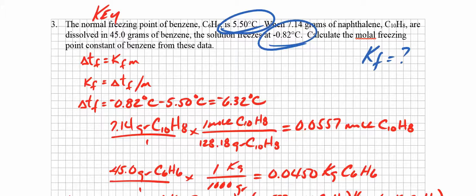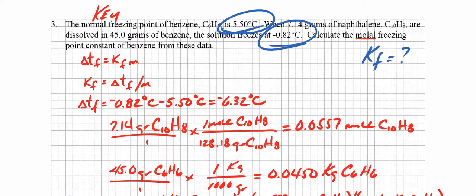All right, so here we go. We're going to start with a basic formula of delta T_F is equal to K sub F times molality. Right? That's how we calculate freezing point depression. K sub F times molality, the constant times the molal ratio. So let's do a little bit of rearranging. Now we've got K sub F is equal to delta T sub F divided by molality. So we're going to need to do some preliminary calculations before we can plug these in.